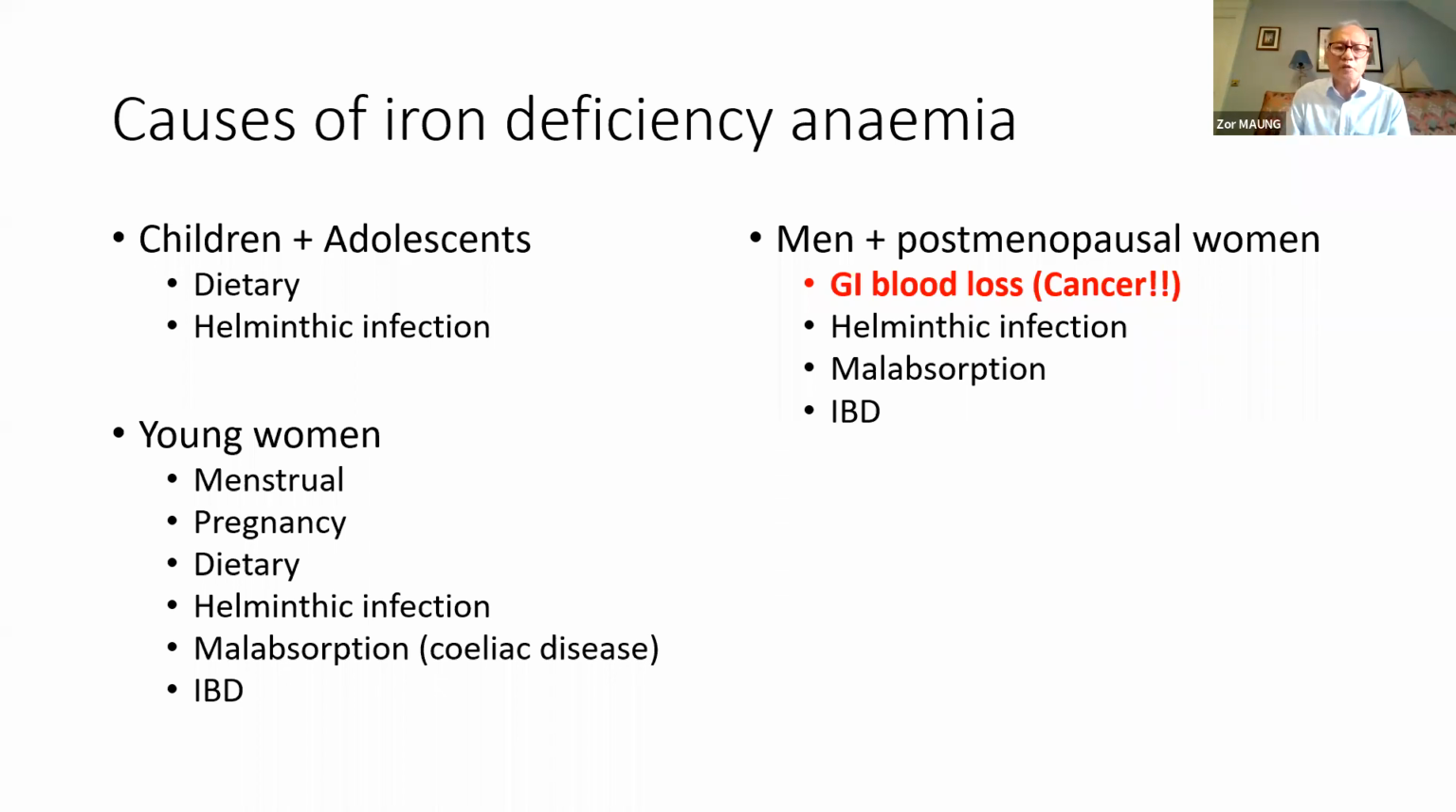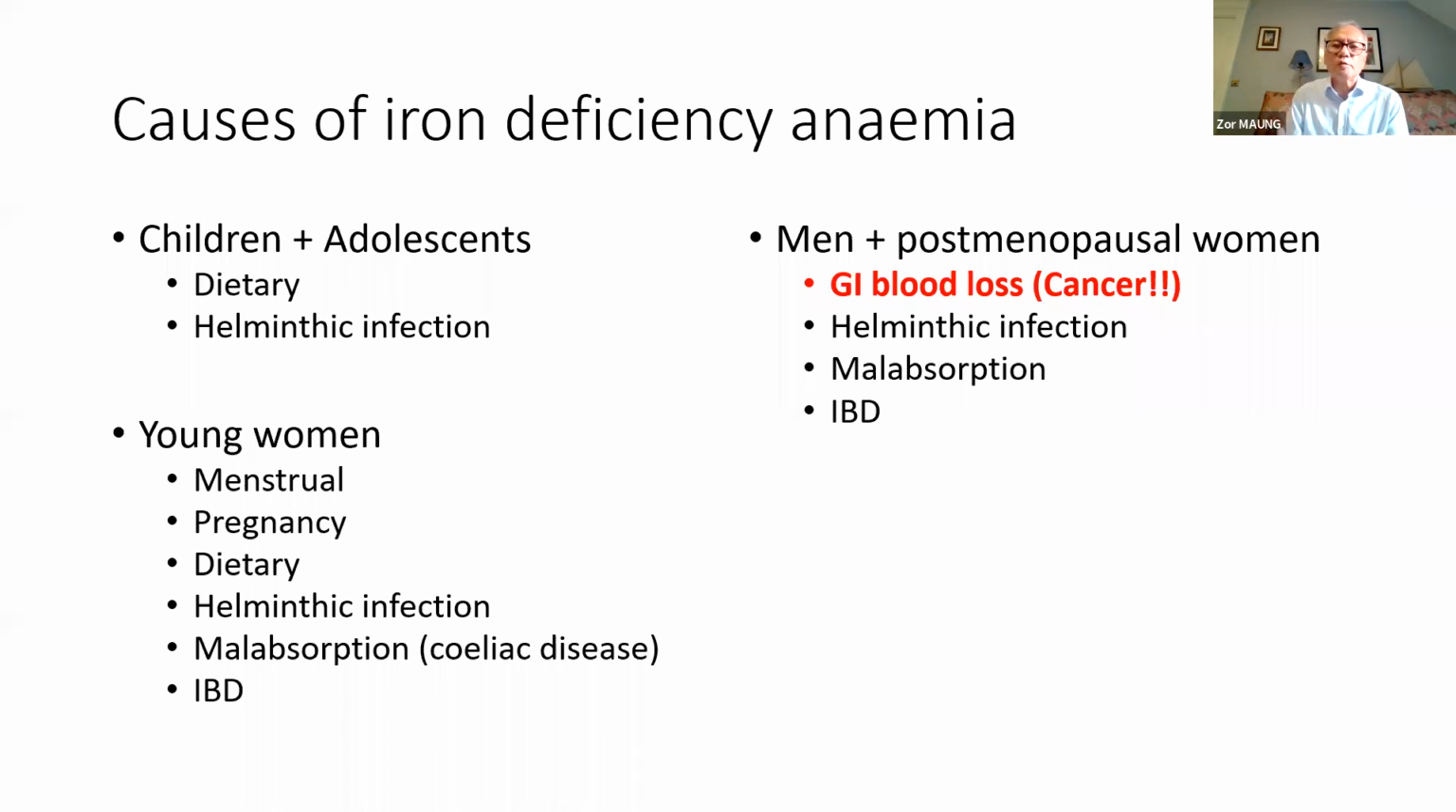Other conditions are iron malabsorption, celiac disease, and inflammatory bowel disease like ulcerative colitis or Crohn's disease. In men and postmenopausal women, GI blood loss is the common cause of iron deficiency, especially due to cancer.